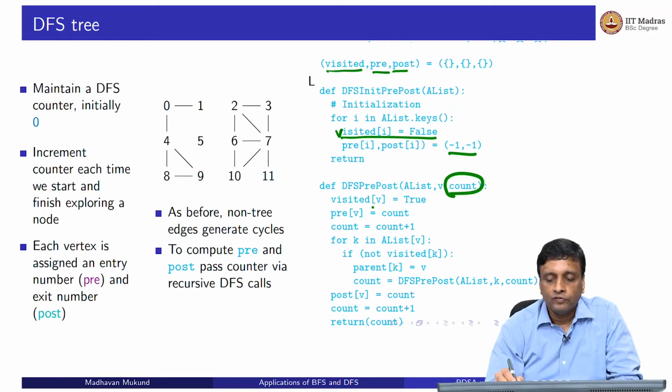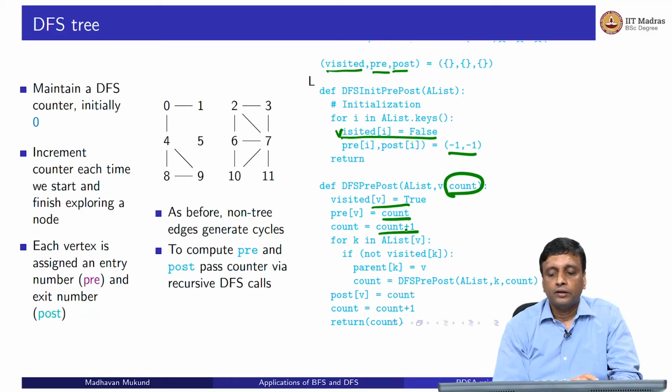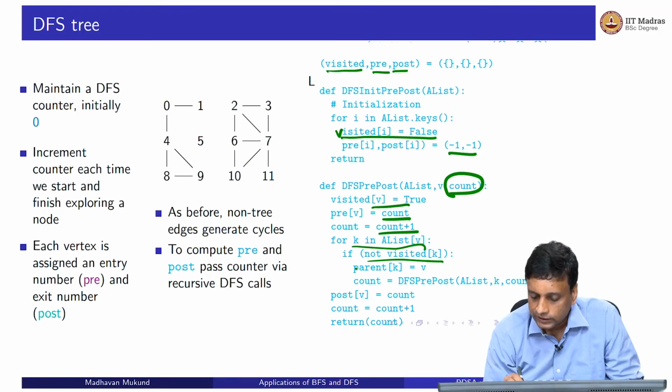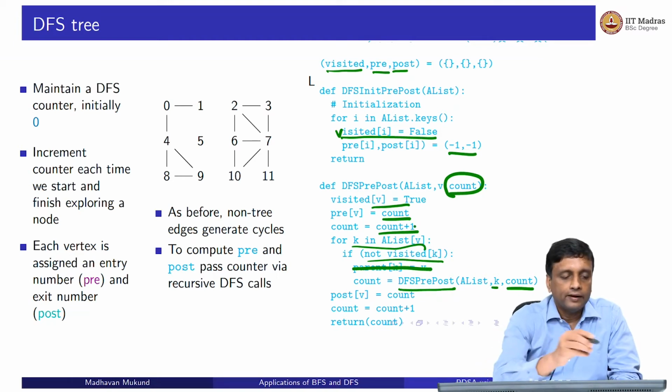But now when I come to visit a vertex, I set its pre to be the current value of the counter and then I increment the counter, right. Then having incremented the counter, I do the usual thing, which is I look at all the neighbors, and if they are not visited, I set, so this parent should not be there, so let me just remove this, okay, so this parent is not there. So I do not need to keep the parent, but what I will do is I will recursively call this DFS for k with the new value of counter.